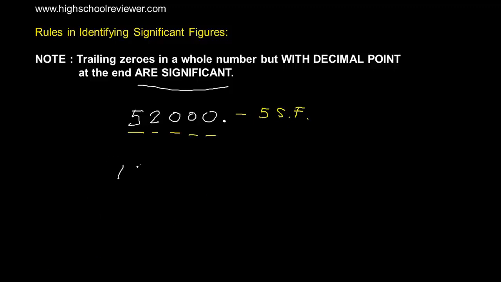Another example, we have here 1 million. Although this is a whole number, if we place here a decimal point, all the trailing zeros now become significant. So we have here 1, 2, 3, 4, 5, 6, 7. We have 7 significant figures.